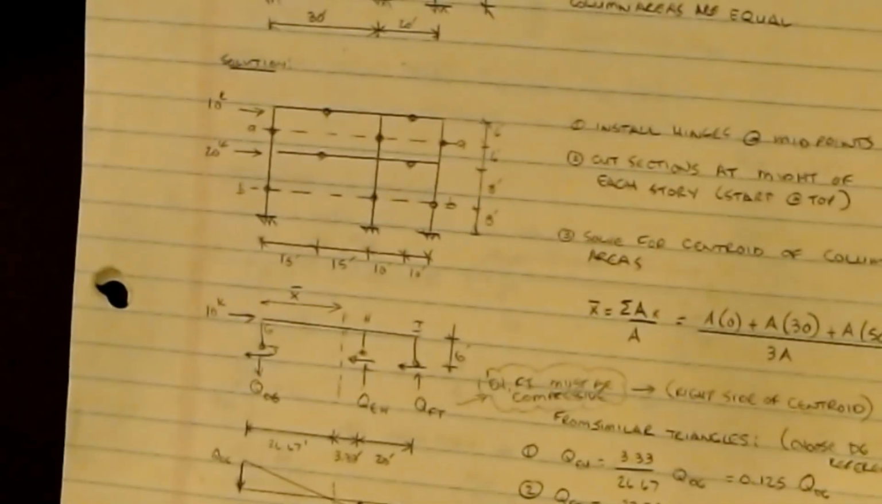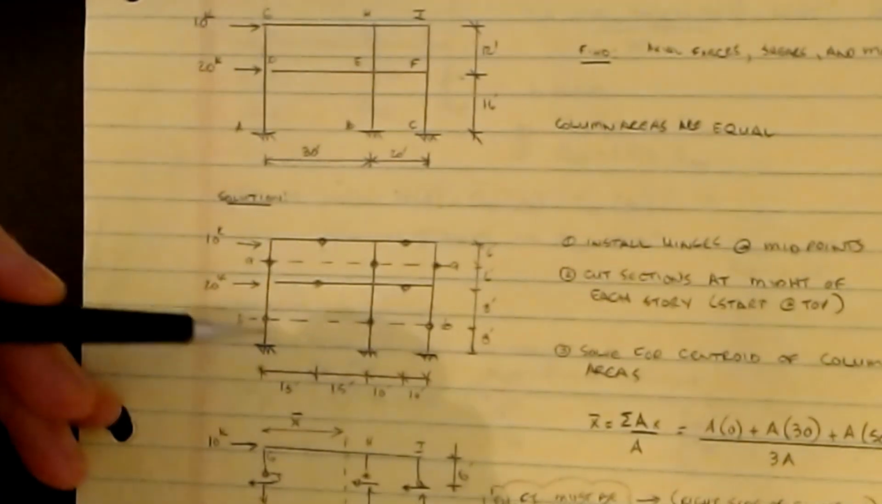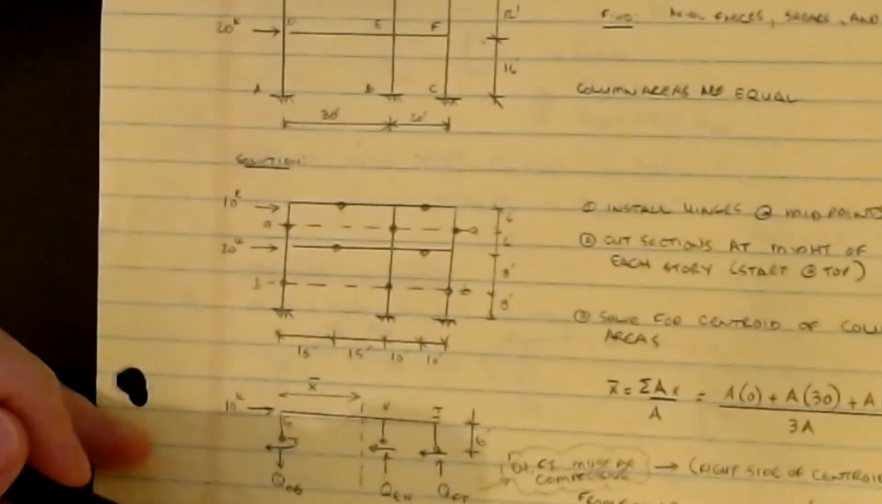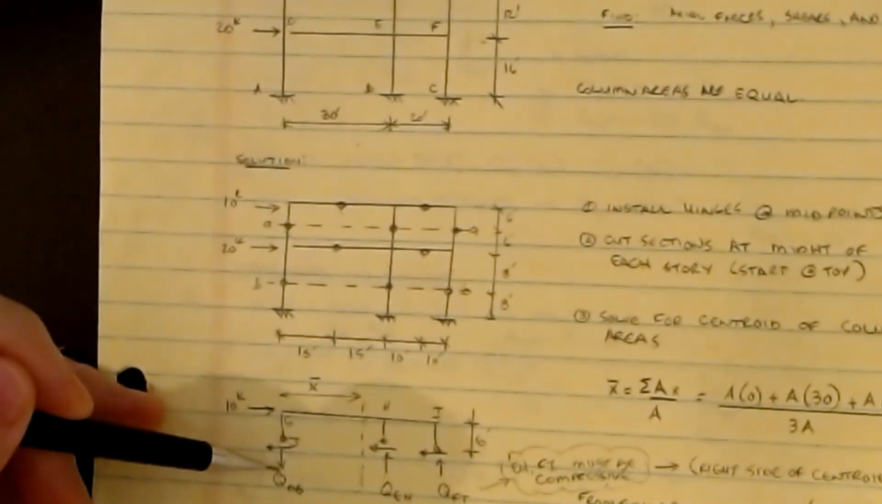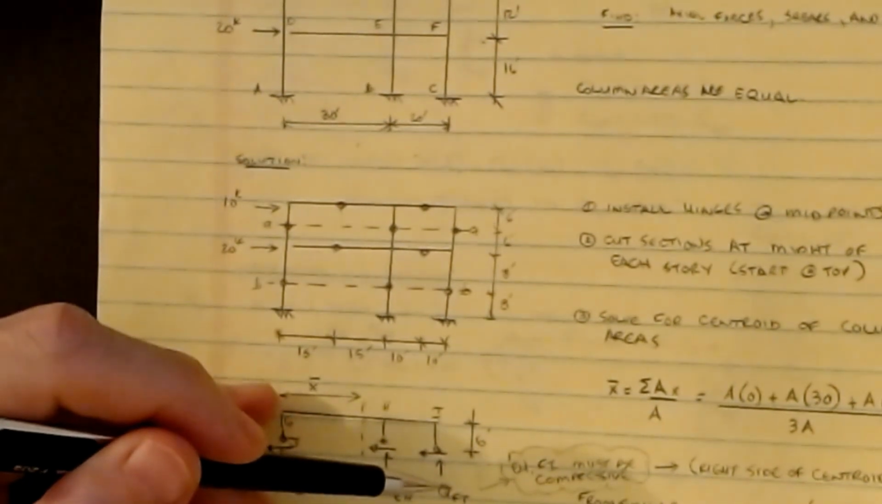My labeling is off. If we come back and look, QDG is the bottom one. Yeah, so QDG is this guy. QEH is this one, and then QFI is the last one. And so that's what we have on all of these.